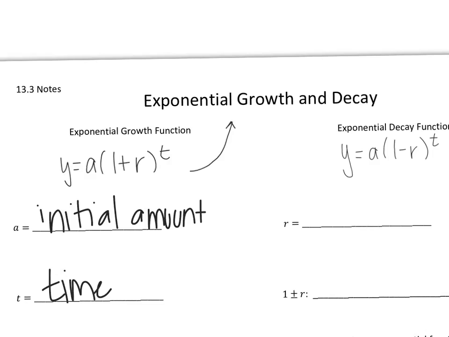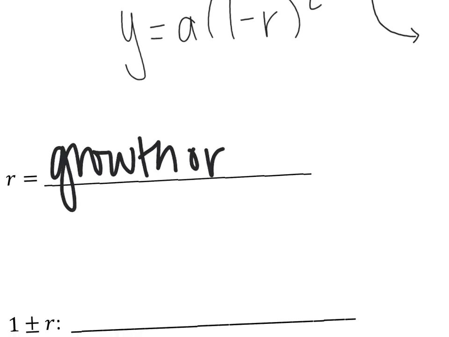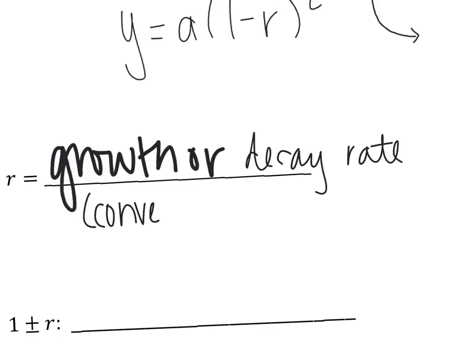Okay, what about R? Any guesses what that is? Close. It's actually not your common ratio in this case. It's something different. It is your growth or decay rate. R is your growth or decay rate. And we need to include in here that we need to convert it to a decimal, because usually it's going to be given to us as a percent. Convert to a decimal.